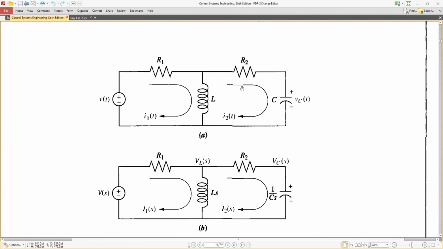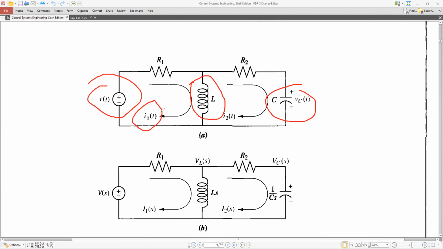Now, what is our first job? What do we have to do? Our first job is to replace this one, this one, this one, this one, and this one according to the Laplace transform.